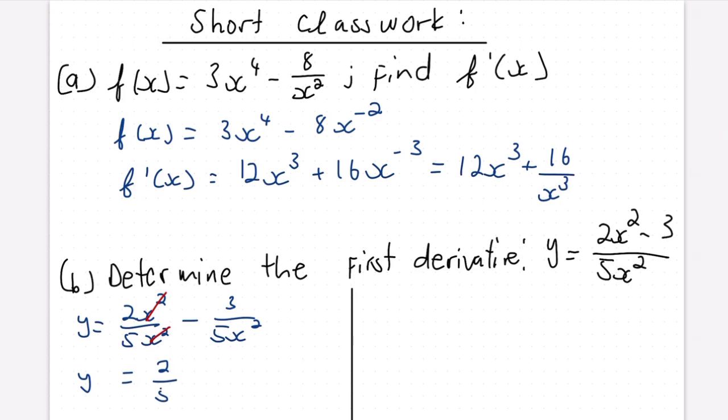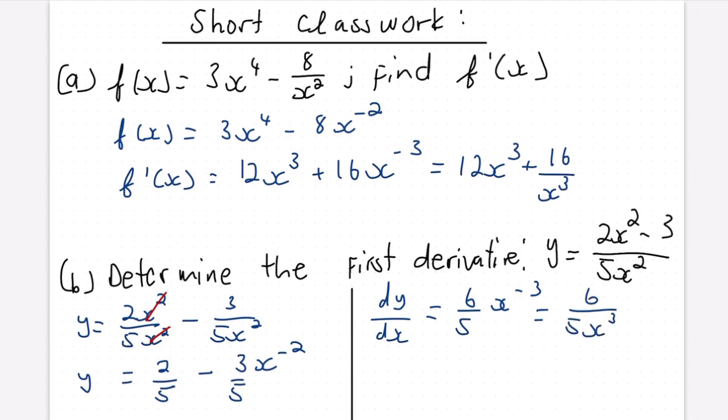So this is 2 over 5 minus, and I can also move that x up to the numerator to become negative 3 there. So I basically have there 3 over 5 and x to the minus 2. And I can start deriving, so dy over dx is equal to, now the derivative of 2 over 5 is just 0. When you multiply 2 here with the negative 3 over 5, you'd get positive 6 over 5 and x to the negative 3 because we subtract 1 there, right? Okay, so this is now the same as 6 over 5 x to the power of positive 3.